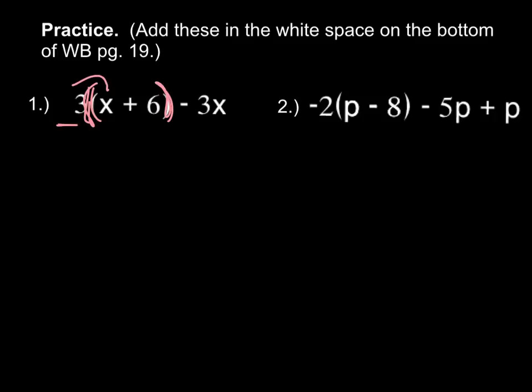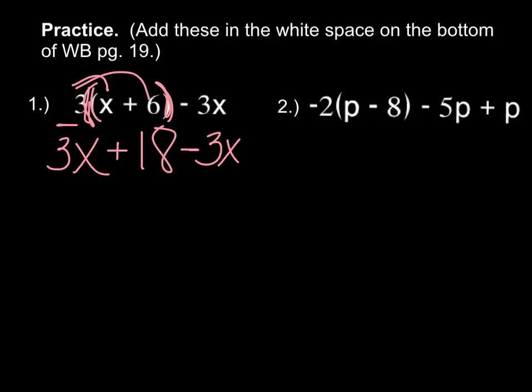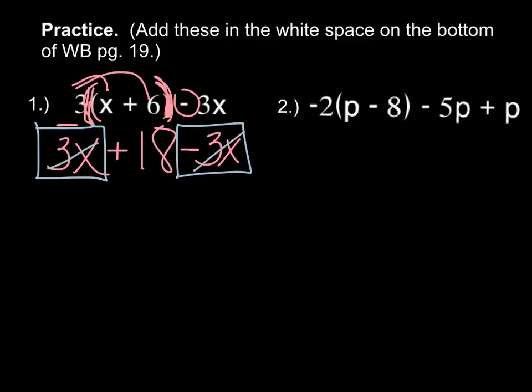So 3 times x is 3x, and 3 times 6 is 18, and I'm going to bring down the -3x. It's not part of my distributing because the parentheses have ended. The sign separates the 3x from the distributed property. And then I'm going to check for like terms. 3x is like -3x, and those are inverses or opposites of each other. 3 minus 3 cancels out. So my final answer here is just 18.